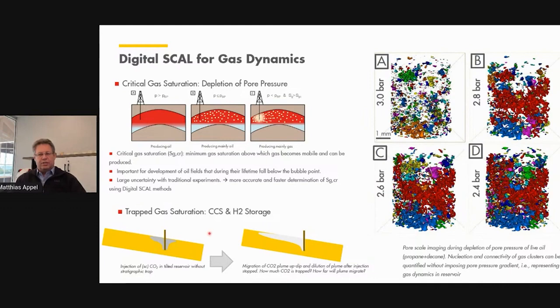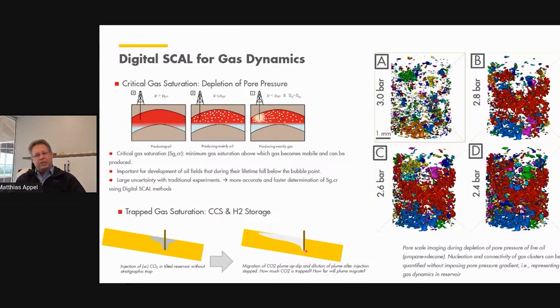or hydrogen storage. Just imagine the situation: you have a tilted reservoir, you have an injector well, you inject a certain amount of CO2 in that reservoir. The CO2 will slowly migrate upwards in that tilted reservoir. Now, while it's migrating upwards, it's diluting itself, because a certain amount of gas remains trapped in the pore structure.